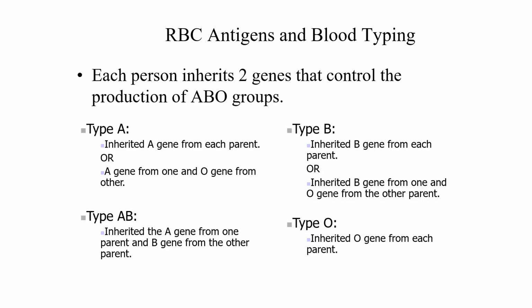If you have type AB blood, the only way that you can have type AB blood is if you got the A gene from one parent and the B gene from the other parent. And if you have type O blood, then that means that you inherited neither the A gene nor the B gene, okay? So that's why you have O. Think of it as like zero. You don't have A or B. You just have O, okay?